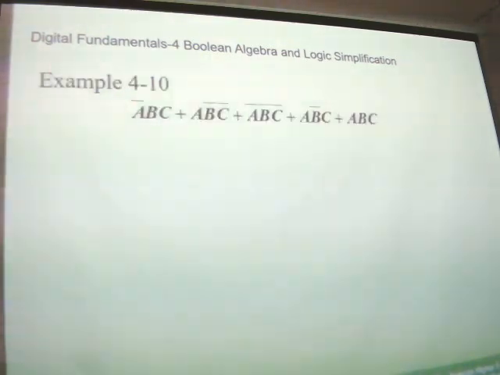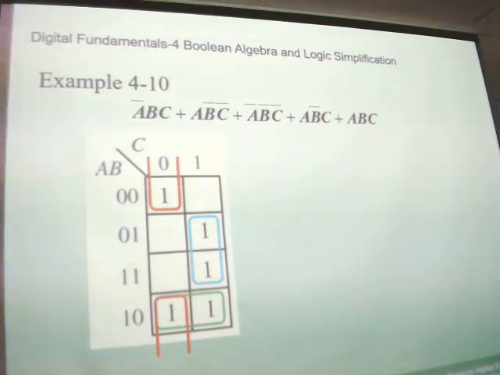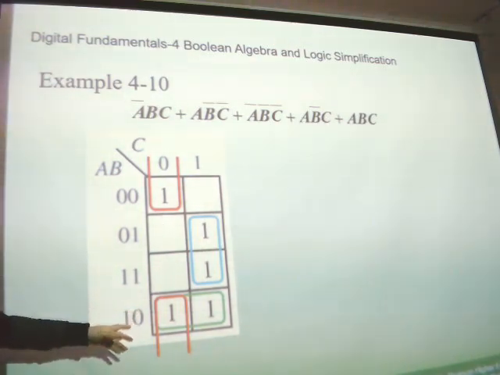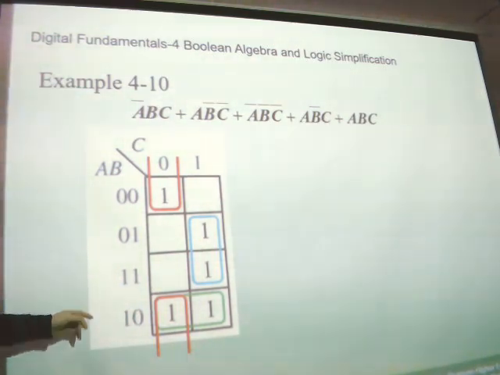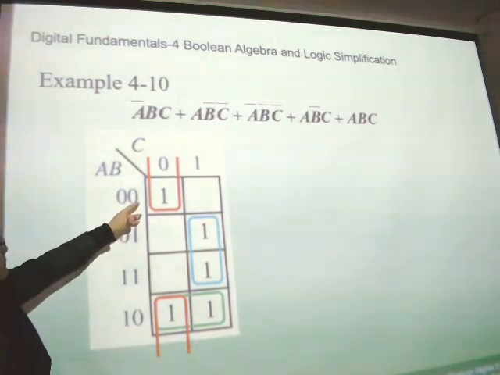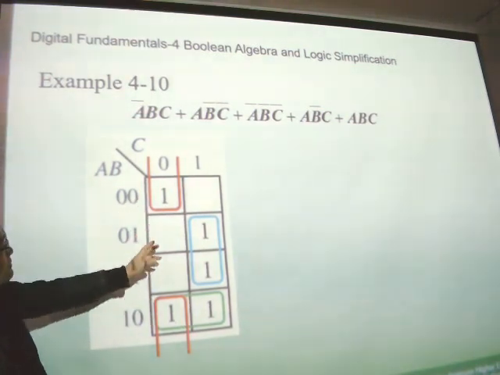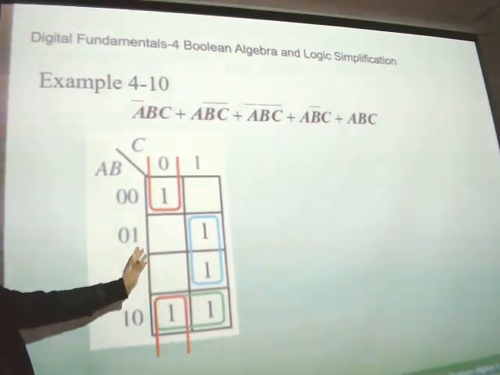Let us do the exercise, example 10. There are five product terms. So there are 5 ones in the Karnaugh, and we know that there are 3 groups on the Karnaugh. For the red group, what is the product term?